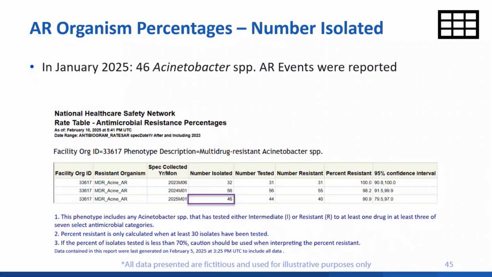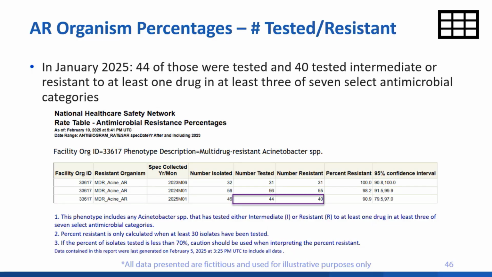So interpreting the AR organisms rate table, the purple box highlights that in January 2025, 46 Acinetobacter species events were reported to NHSN. Of those, 44 were tested and 40 tested intermediate or resistant to at least one drug in at least 3 of 7 select antimicrobial categories as defined by NHSN. So the phenotype definition is also included under the table.